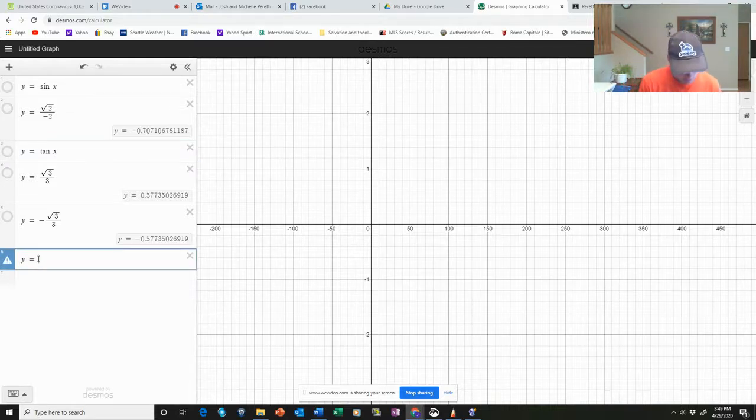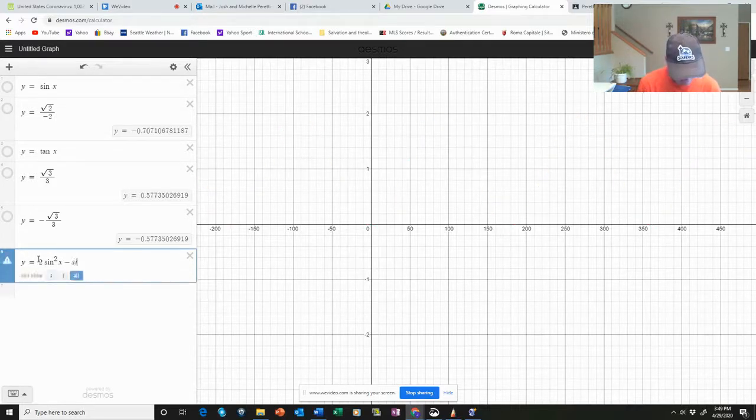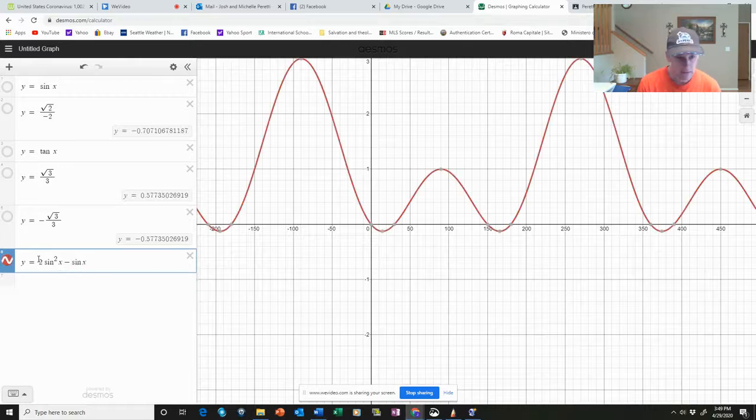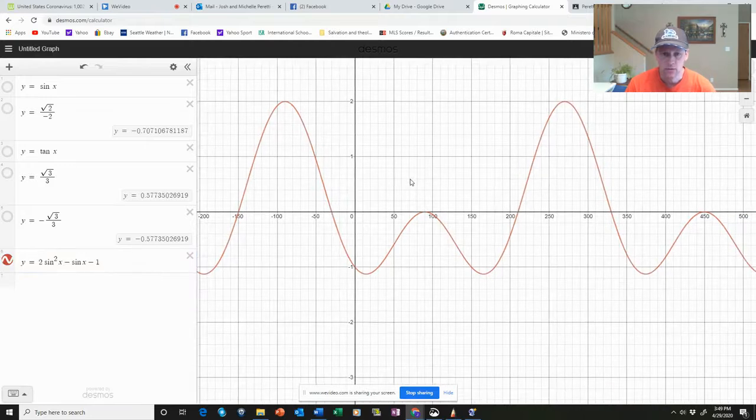So y equals 2 times the sine squared x minus the sine of x minus 1. Wow, that's a weird looking graph. And I only want to know the solutions between 0 degrees and 360 degrees, right about there. And I want to know where does it equal 0.